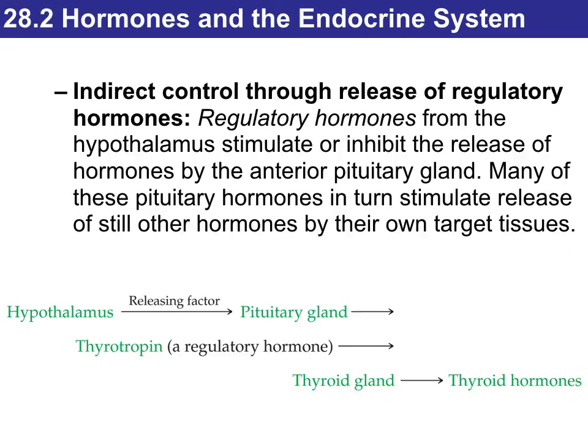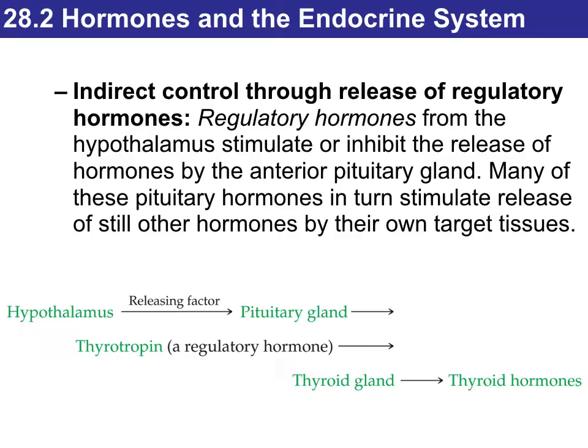And finally, you have indirect control through release of regulatory hormones. So it's a little bit more complex right there. See on the left, the hypothalamus, there is a releasing factor that will act upon the pituitary gland, going to secrete a regulatory hormone such as thyrotropin, and this will act on the thyroid gland to eventually release thyroid hormones.